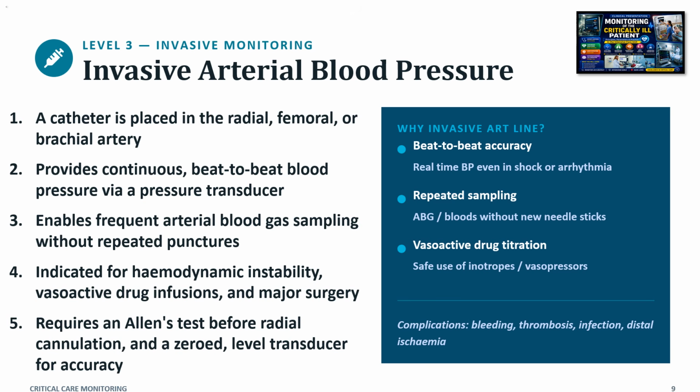Why invasive art line? Beat-to-beat accuracy. Real-time BP even in shock or arrhythmia. This is crucial for rapidly changing patients. Repeated sampling. ABG, bloods without new needle sticks. This reduces patient discomfort and repeated arterial puncture. Vasoactive drug titration. Safe use of inotropes, vasopressors. This allows precise adjustment based on continuous pressure.